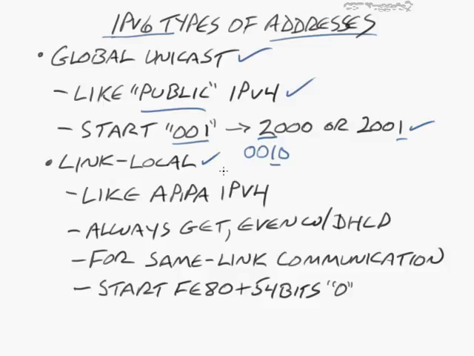There's also the link local addressing. This is very much like APIPA addresses in IPv4. Now, remember with IPv4, this is considered bad if you get an APIPA address. Oh no, the DHCP server is down. Now what do we do?